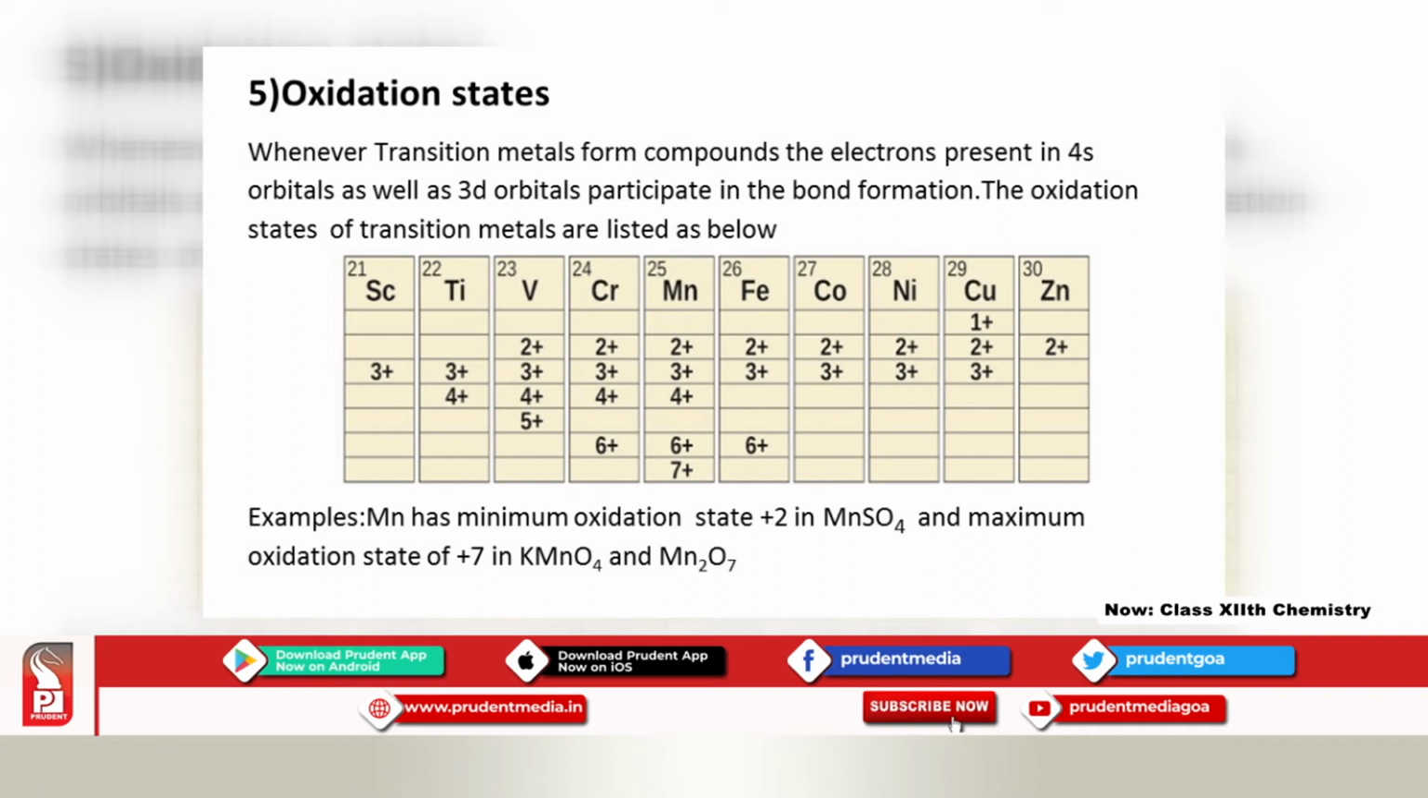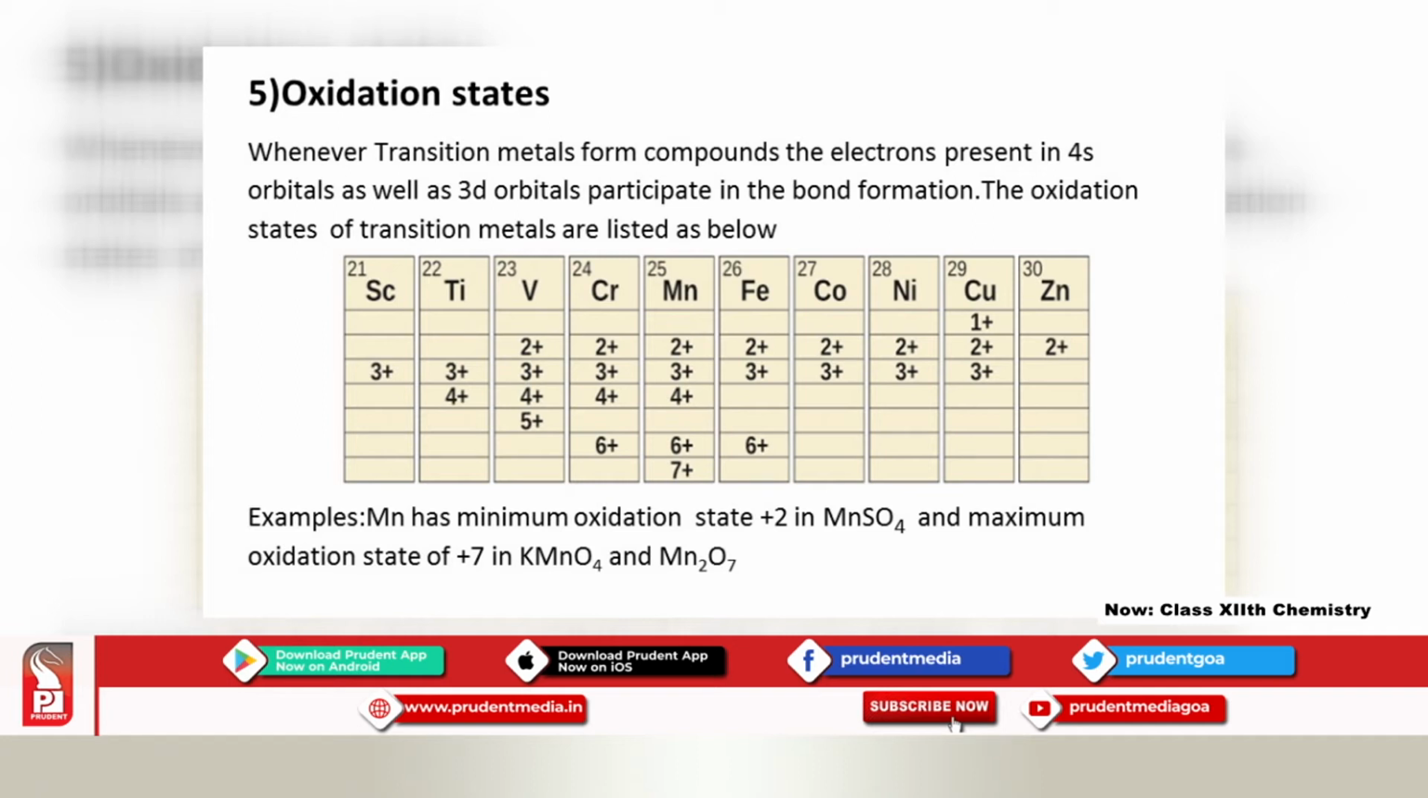So they show oxidation state +4, +4, +4 and +4. Okay, that's how they form. And they show +6 also. Which ones? Chromium, manganese and iron, because they have more unpaired electrons. And Mn has the maximum oxidation state of +7.